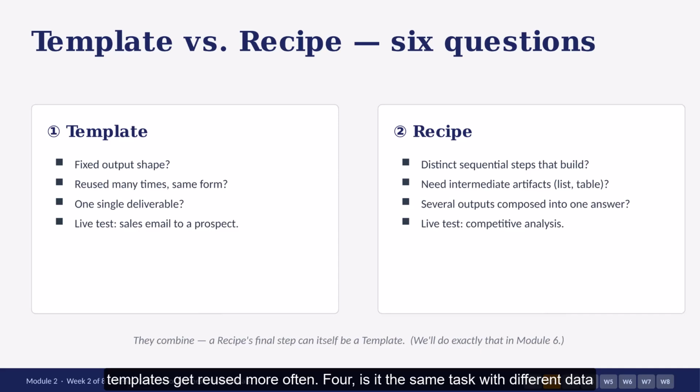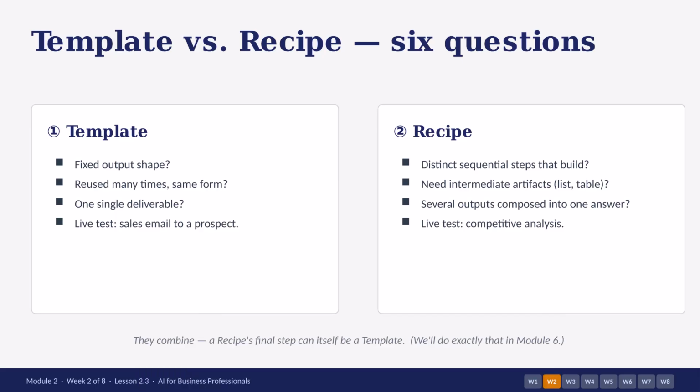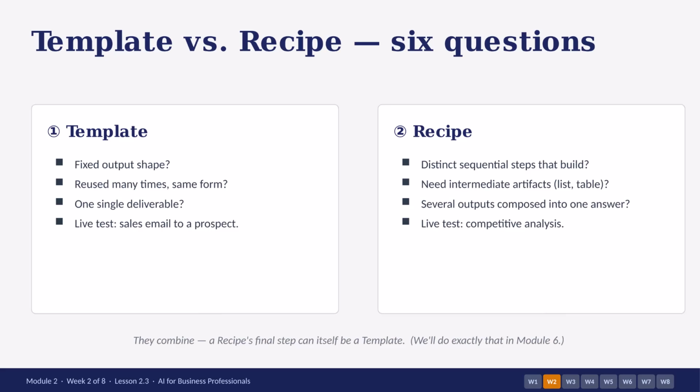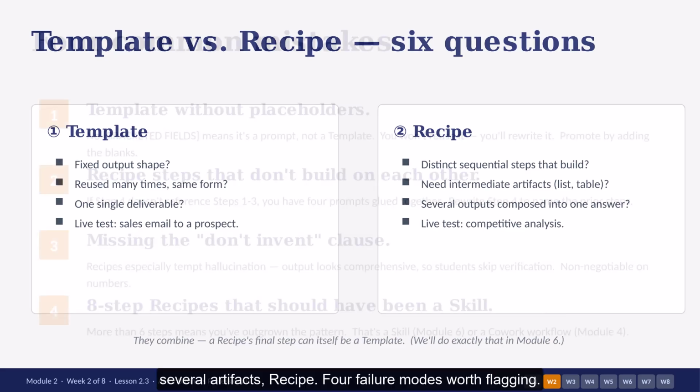4. Is it the same task with different data each run? Either. 5. Do you need intermediate artifacts, a table, a list, a summary, that you can lift out and use separately? If yes, recipe. 6. Is the whole thing one deliverable? Or is it a process that produces several deliverables on the way to one? One shape, template. Several artifacts, recipe.